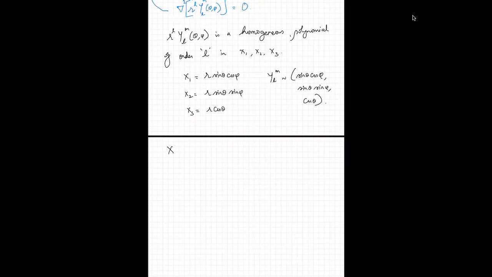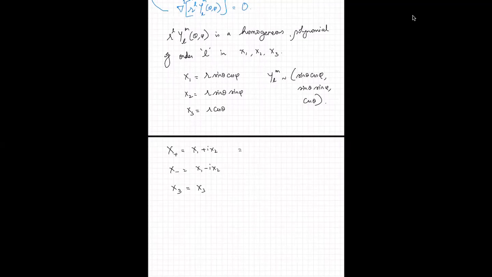So I will define x plus as x1 plus ix2, and x minus as x1 minus ix2, and x3 I will leave alone. Okay. So from the x1, x2, x3 coordinate system, I'm moving to the x plus, x minus, x3 coordinate system.